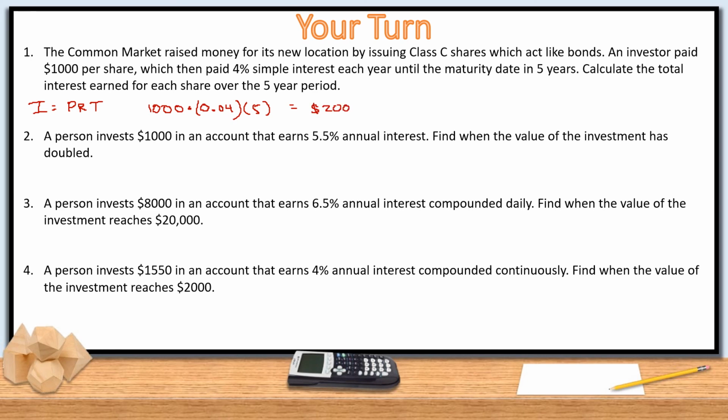So $200 would be the total amount of interest earned. And then after 5 years, they would give me back my $1,000 as well. So I would now have $1,200 instead of $1,000, which I started with. So it's not a bad deal. Like 4% almost guaranteed interest.